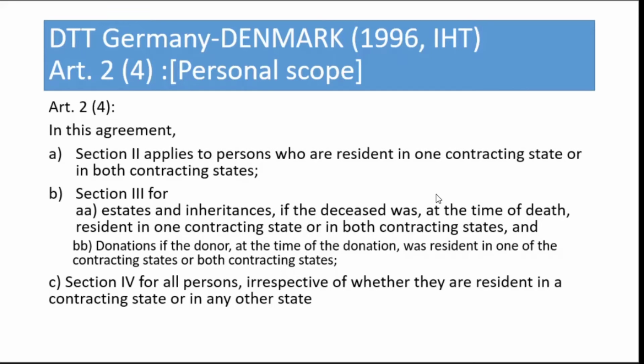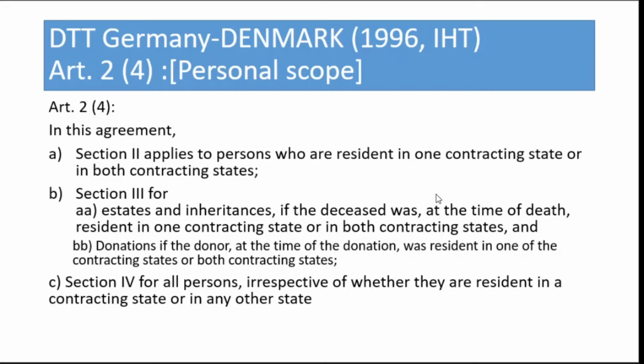So I must admit I forgot to check this, but it should always be checked in complicated cases like these here. If the double taxation treaty is really applicable, and section 3 says the double taxation treaty Germany-Denmark is applicable to inheritance tax cases in case of estates or inheritance taxes if the deceased was at the time of death resident in one of the contracting states. That was the case in Denmark. Or in case of donations, if the donor was resident in one of the contracting states.